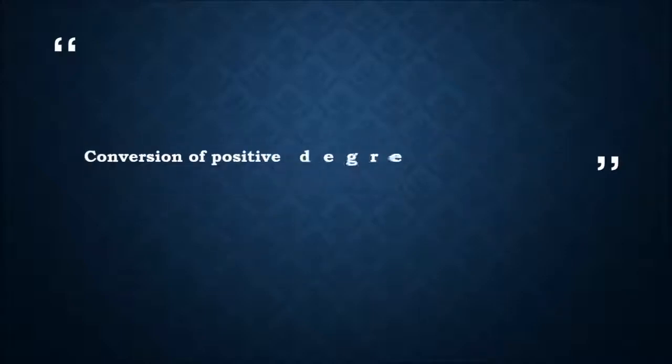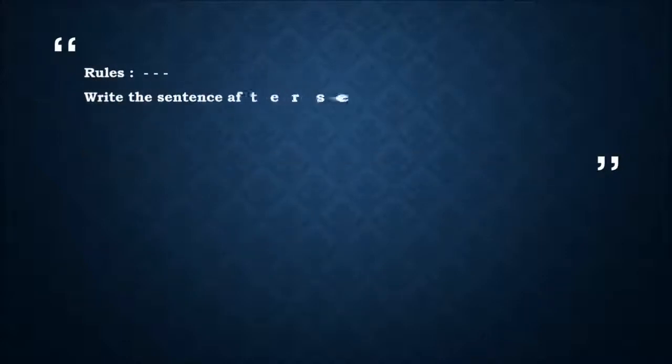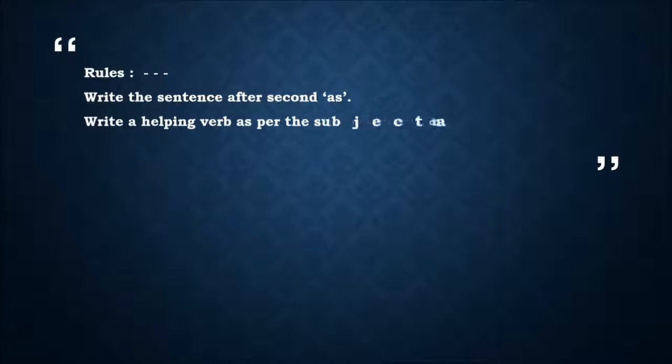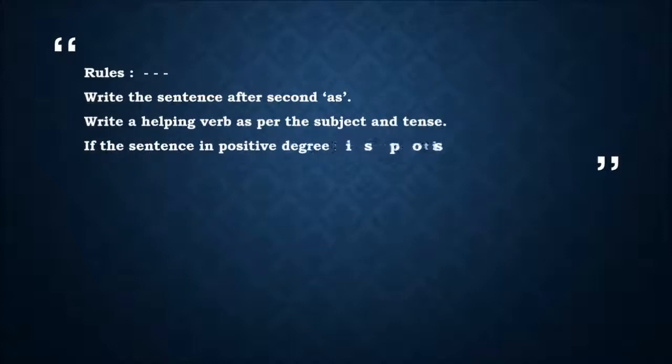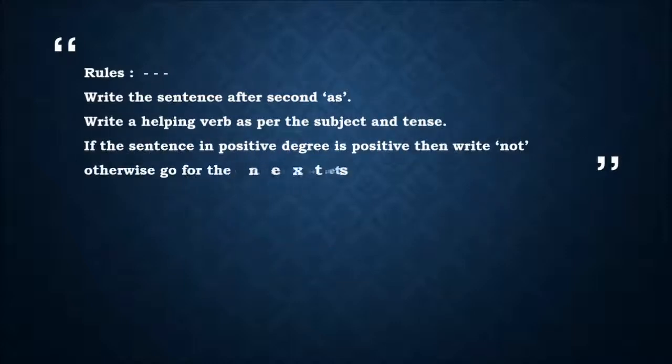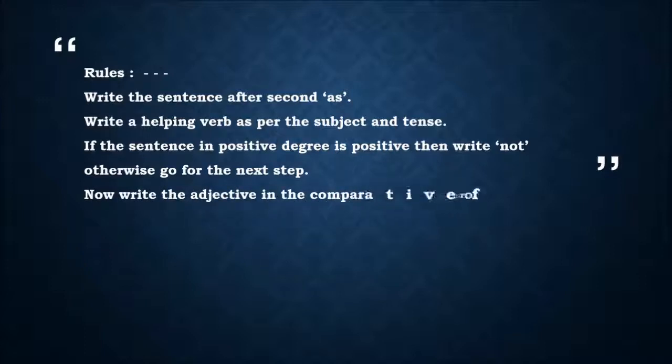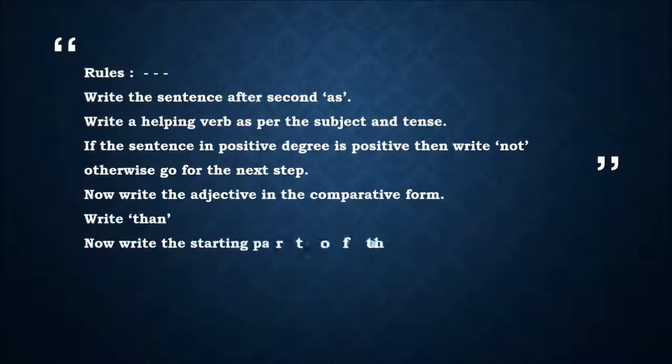Conversion of positive degree to comparative degree, rules. A. Write the sentence after the second as. B. Write a helping verb as per the subject and tense. C. If the sentence in positive degree is positive, then write not, otherwise go for the next step. D. Now write the adjective in the comparative form. E. Write the NF. Now write the starting part of the sentence.